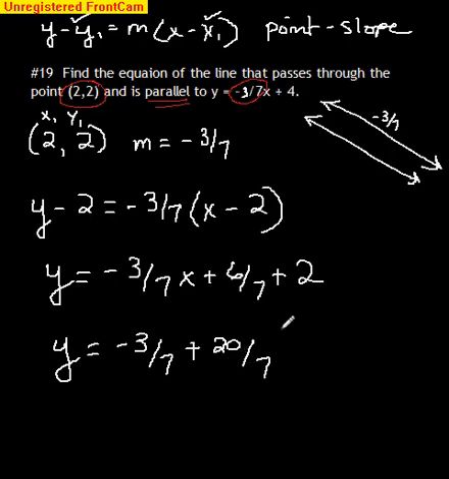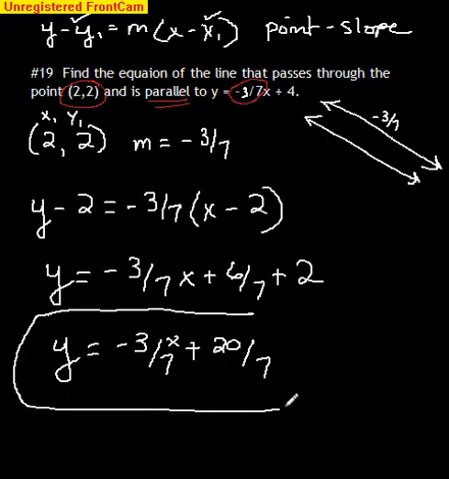I guess I will check it just to make sure. That is perfectly correct. I forgot my x though. There you go. So hopefully that helped you find an equation of a line that passes through a point and is parallel to a given line.